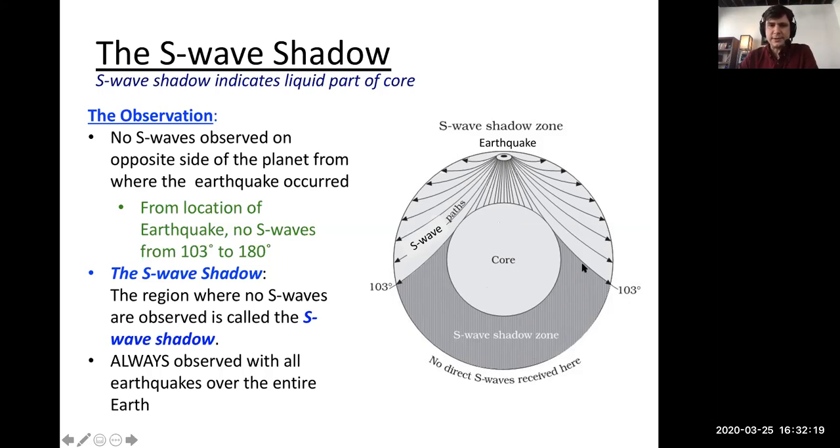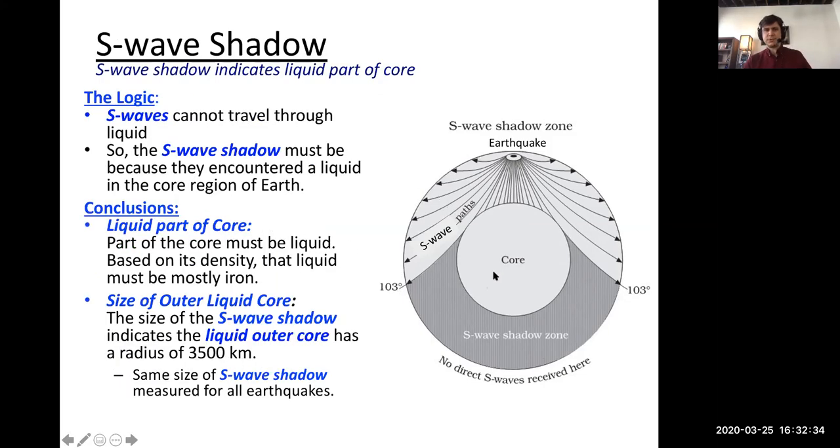We know that this S wave shadow extends from 103 degrees all the way to this point, and 103 degrees all the way to this point. That's a really interesting piece of evidence. Let's piece everything together and see what this is telling us. We have the fact that S waves cannot travel through a liquid. We don't expect gases in the center of a terrestrial planet. So let's just consider that they don't travel through liquids.